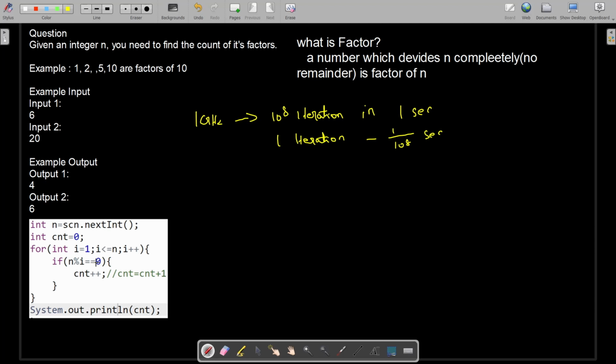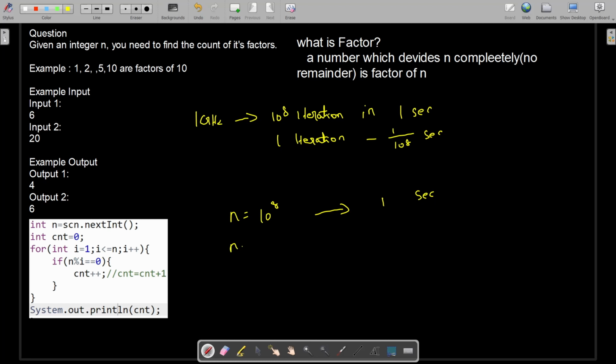In this question, what is the iteration actually? If your input is 20, it will take 20 iterations. If your input is 50, it will run from 1 to 50, so it will take 50 iterations. For small numbers, it is fine. So let's take a big number. My n is right now 10 power 8. How much time will it take? 1 second, because our online compiler does 10 power 8 iterations in 1 second.